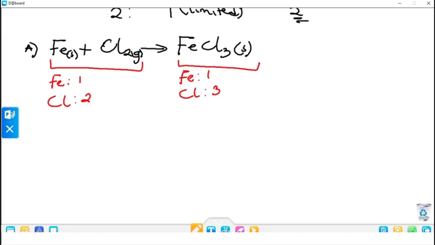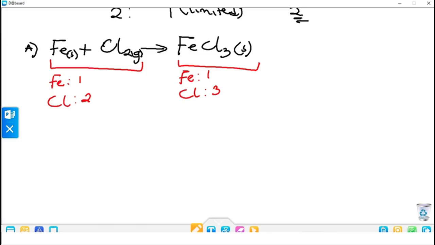So the next rule says we identify the unbalanced elements. From what we have, it is clear that iron is balanced because it is 1 at the left and 1 at the right. But chlorine is having trouble because it is 2 at the left and 3 at the right. So we have identified the unbalanced elements.